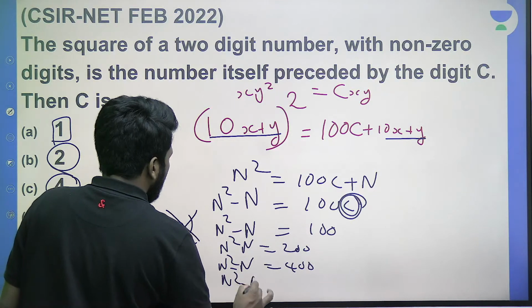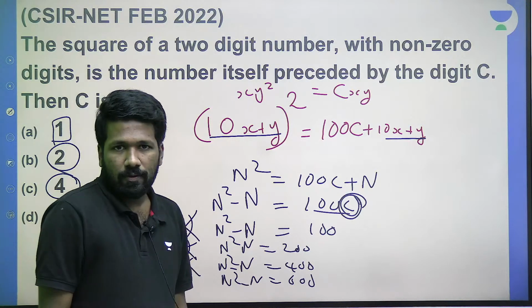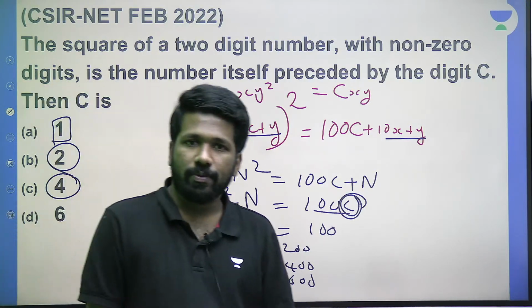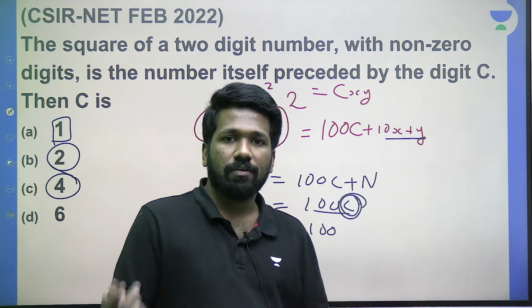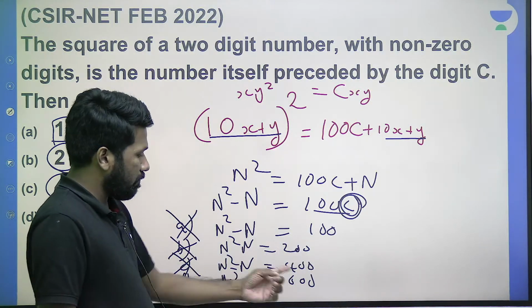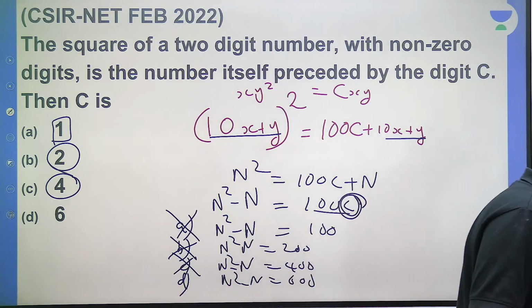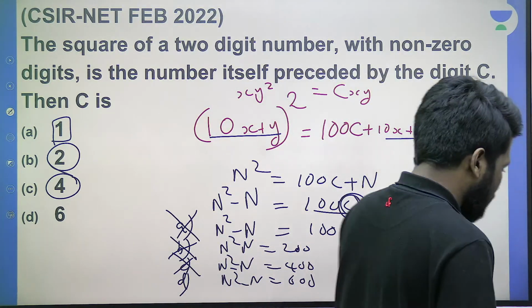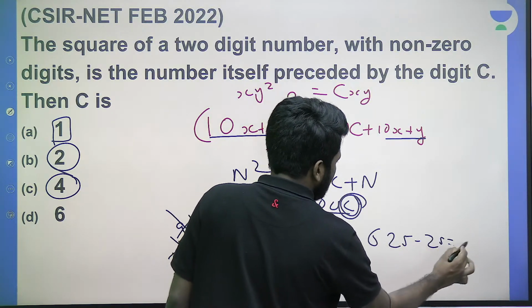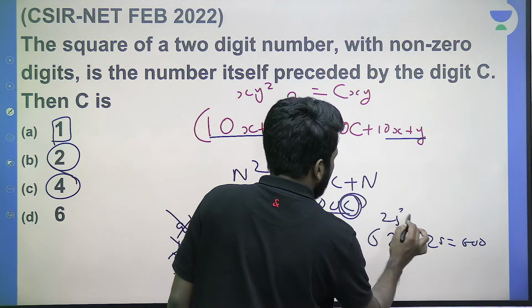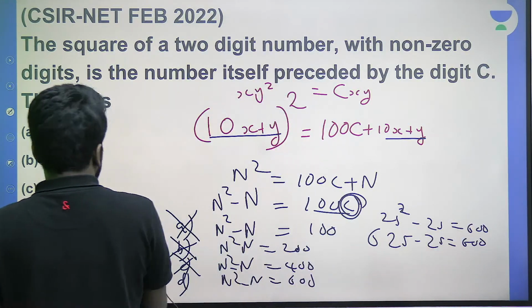How is it correct? Can n square minus n be 600? Above 600, 24 square is 576, 25 square is 625. 625 minus 25 is exactly 600. That is, 25 square minus 25 is 600. So option D is the correct answer.